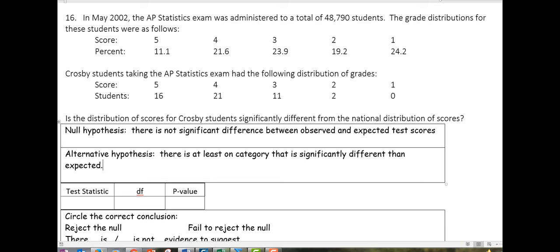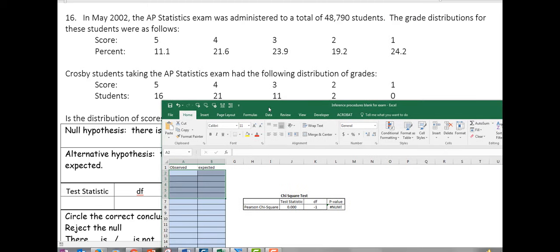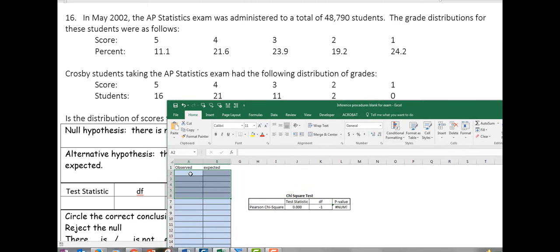Okay, so I'm going to go to the goodness of fit part of our chart, and type in my observed, and I'll be very careful on how we interpret these numbers. So observed is I saw 16 people that got that score, I saw 21 that got that one, 11, 2, and 0. Okay. Expected, in this case, is not 11.1. That's 11.1% of the total. So I saw 16, and I only expected 11% of the total to actually earn that score.